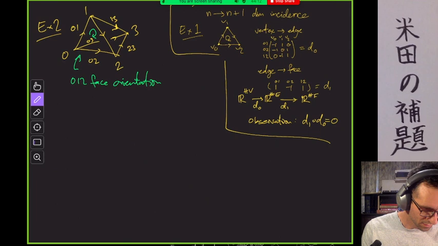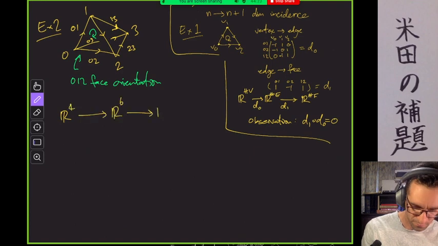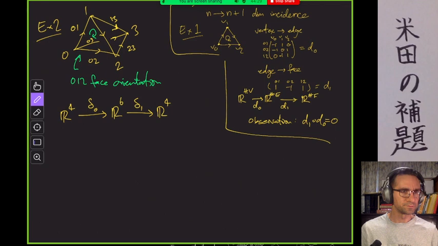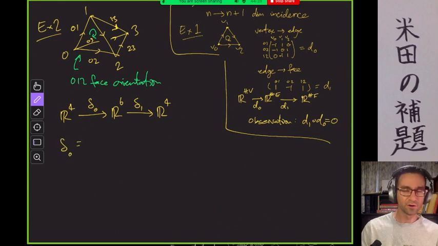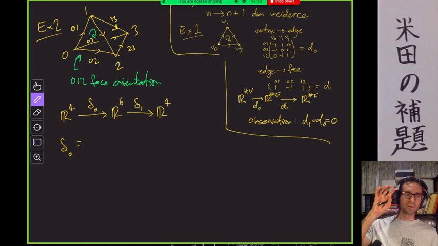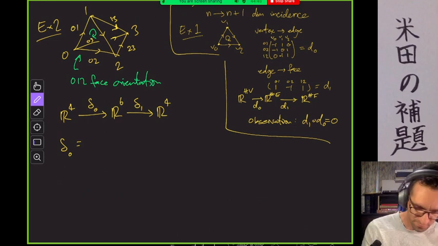So let's write down, so we've got 4 vertices, 6 edges, and 4 faces. I'm going to call this delta 0 and delta 1. And so delta 0, right, so the columns will be labeled by vertices and the rows will be labeled by edges. So let me just write in the labels, get everything lined up. 1, 3, 2, 3, minus 1.